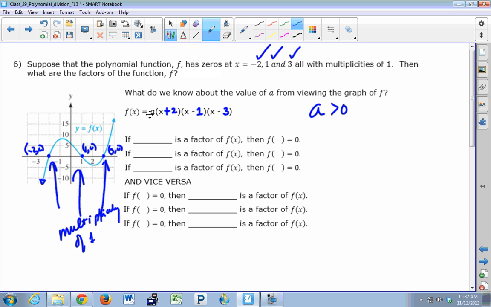And again, all we know about A is it's positive. Could be a half, it could be 10, it could be 0.9. I have no idea what its value is. All I know is that it's positive. So this is where we get 2 for 1.